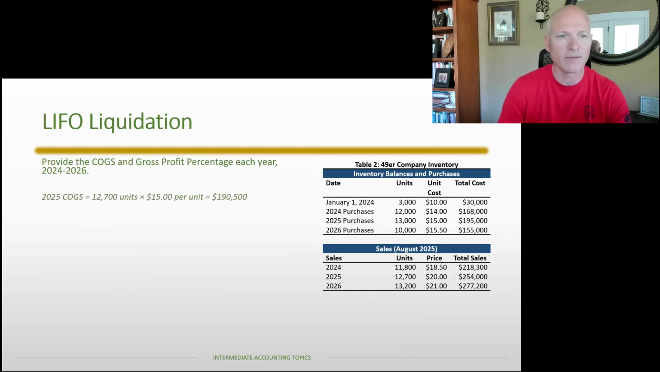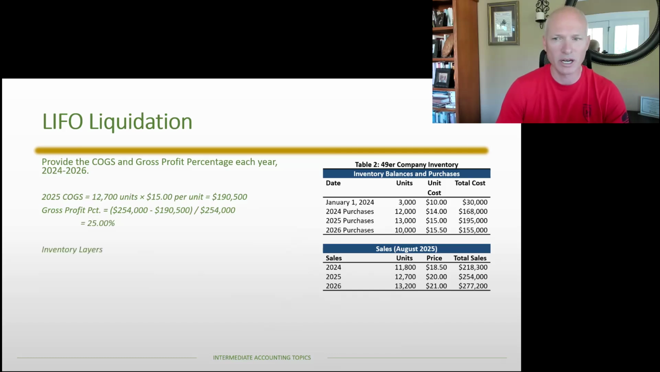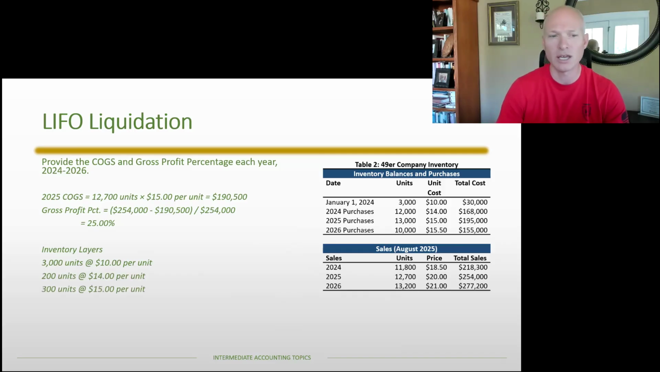And so in 2025, again, we're selling fewer items than we purchased. And so all the sales are going to come out of that 2025 layer. So our cost of goods sold for that year is going to be $190,000. We take that as a percentage of our sales, and we can see that our gross profit percentage is about the same, 25%. And now our ending inventory is going to have three layers. So we're going to have 3,000 units like we did before, the 200 units we had before, and now an additional 300 units at $15 per unit. And so you can see that now we have 3,500 units sitting there in our inventory.